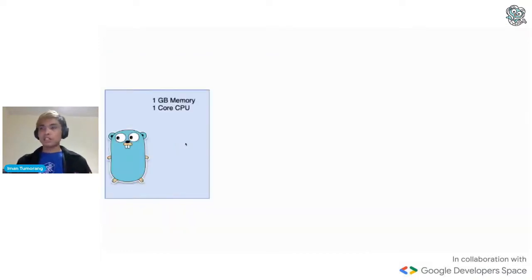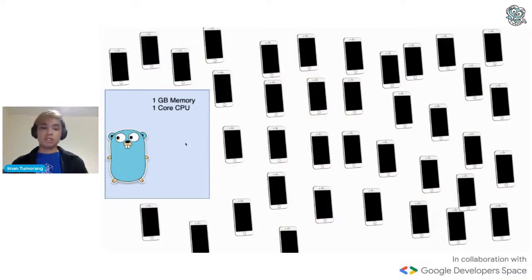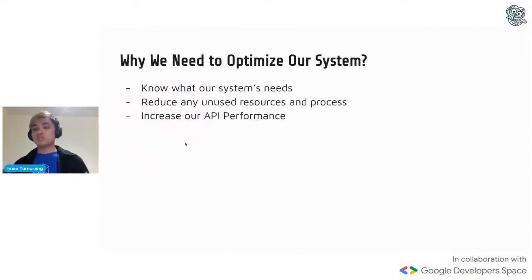And another case is I have a small server with only 1 gigabyte of memory and one core CPU. But it's not serving only one user, it's serving 100 or 1,000 or even 1 million users. In this case, obviously our server will overload, our performance will degrade, the response time will be slower, and maybe the server will go down. So what we learn from these two cases is we need to optimize our server to get the optimal resources.